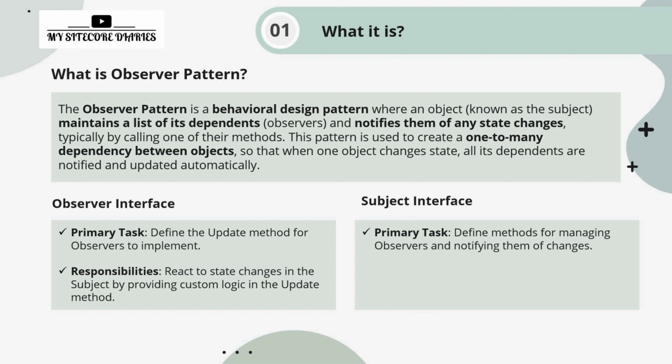So what is the subject here? Its primary task is to define methods for managing observers and notifying them of changes. Its responsibilities are to attach and detach observers, which are the dependent objects, and to notify all attached observers of state changes. So that is the subject interface. The subject interface and the observer interface are very important. When one object changes state, the other objects get updated.